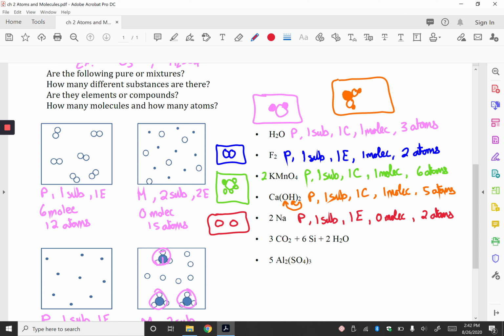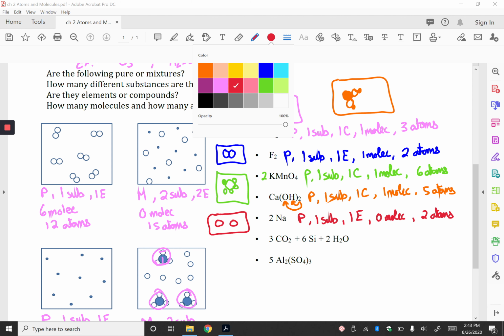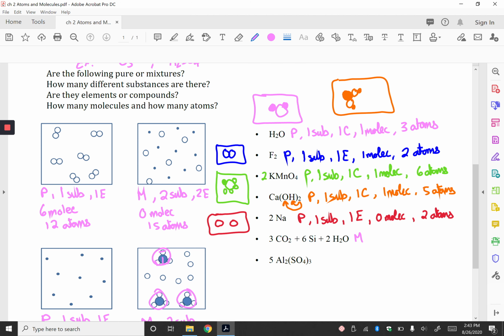All right. Next one is 3CO2 plus 6Si plus 2H2O. What do you think? Pure or mixture? That definitely looks like it's a mixture. And we have 3 different substances, right? This is a compound, this is an element, and this is a compound. So we have 2 compounds and 1 element.